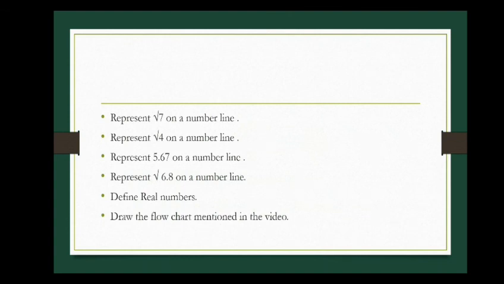Represent root 7 on a number line, represent root 4 on a number line, represent 5.67 on a number line, represent root 6.8 on a number line, and define real numbers and draw the flowchart mentioned in the video. That is, the real numbers are divided into two: rational numbers and irrational numbers. Rational numbers, when expressed in decimal form, will be terminating or non-terminating and recurring, and an irrational number will have a non-terminating as well as non-recurring decimal expansion. Okay, you have to draw that flowchart also.